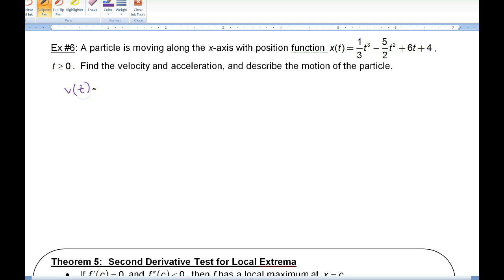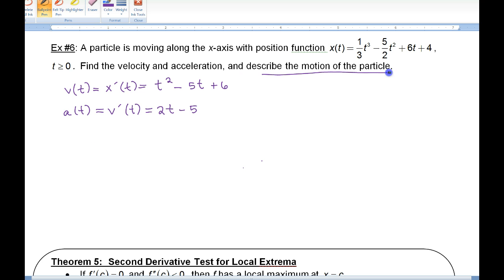So let's do velocity first, which we know is going to be the first derivative. So we get 3 times 1/3, so that'll cancel, and we'll just get t squared minus 5t plus 6. So there's our velocity, and then we'll do the acceleration, which will be the derivative of velocity or the second derivative of the position. So we get 2t minus 5. Okay, so here's our velocity and acceleration.